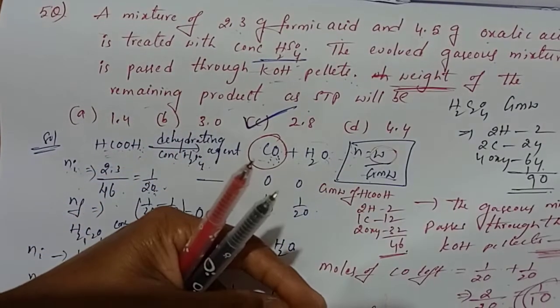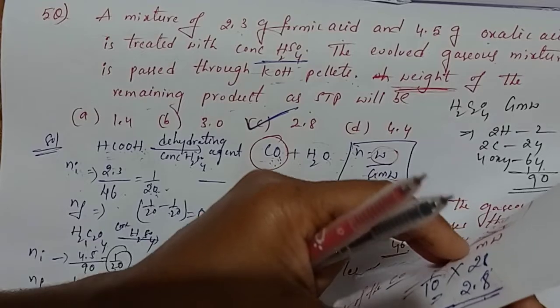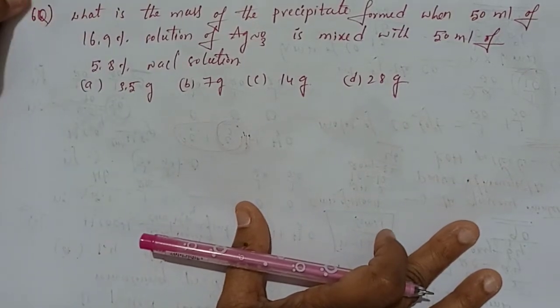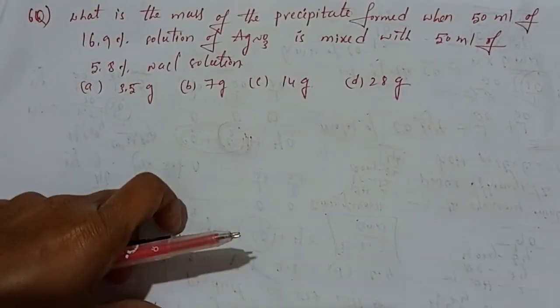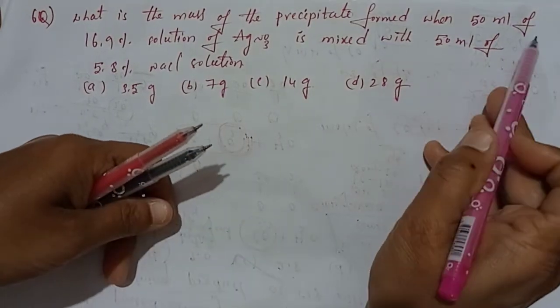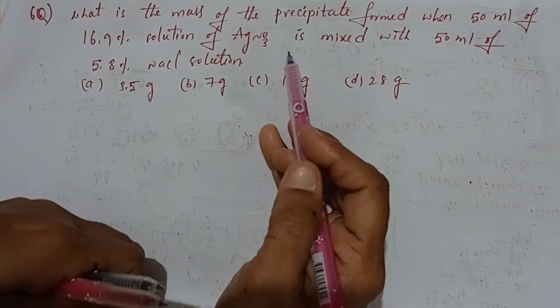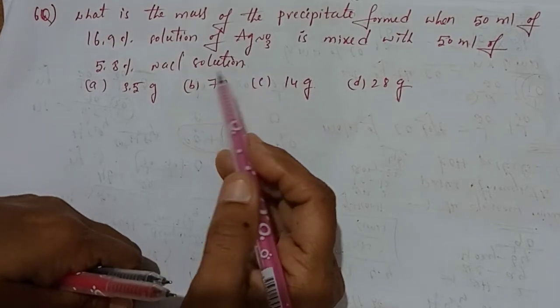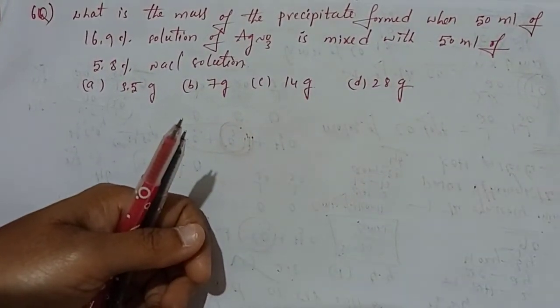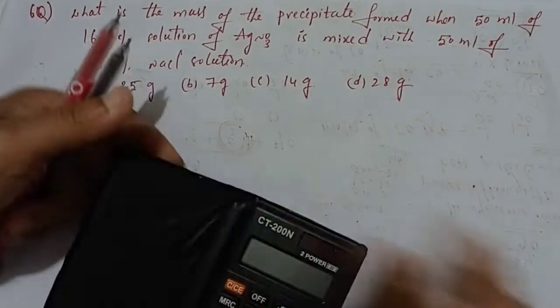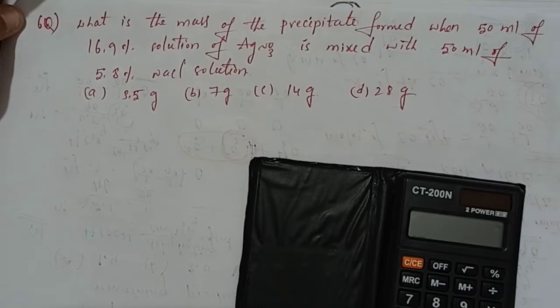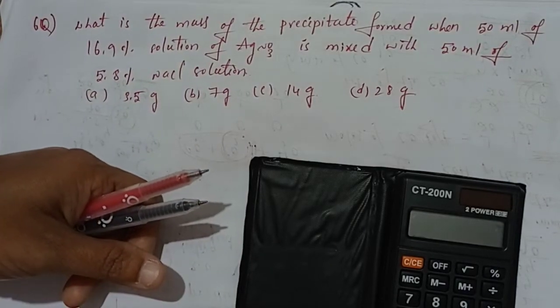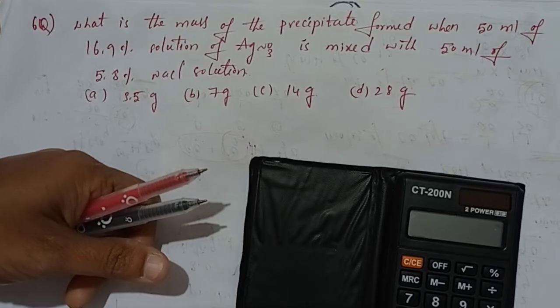Okay. Now see, students, last problem, sixth problem. What is the mass of the precipitate formed when 50 ml of 16.9% solution of AgNO3 is mixed with 50 ml of 5.8% NaCl solution? Understanding? So this is the question, students. What is the mass of the precipitate formed when 50 ml of 16.9% solution of silver nitrate is mixed with 50 ml of 5.8% given.